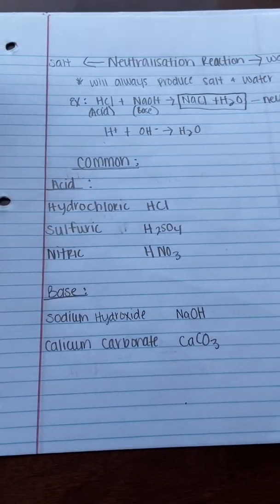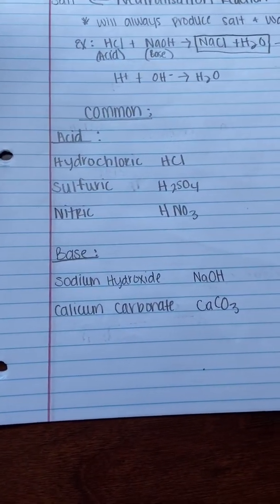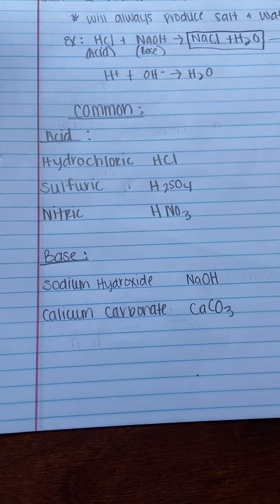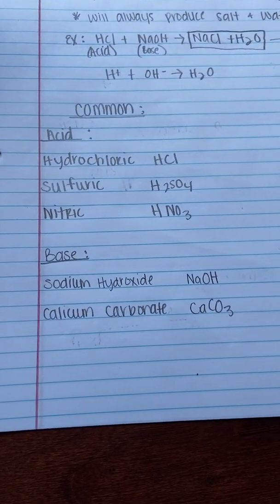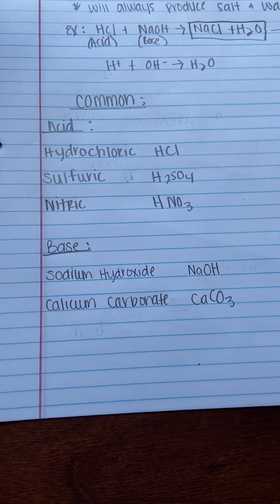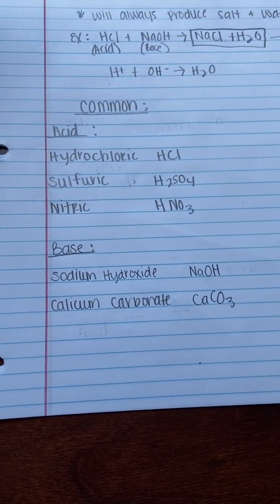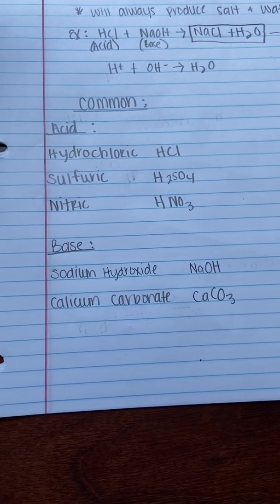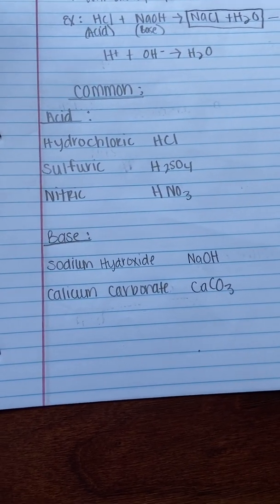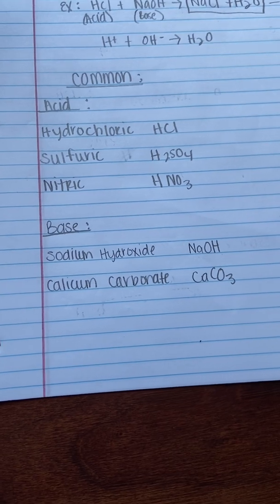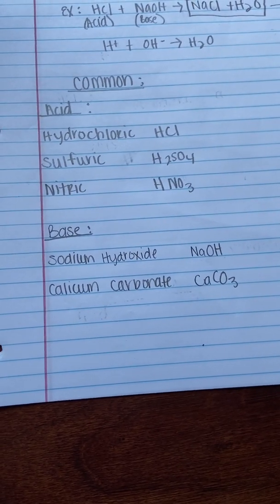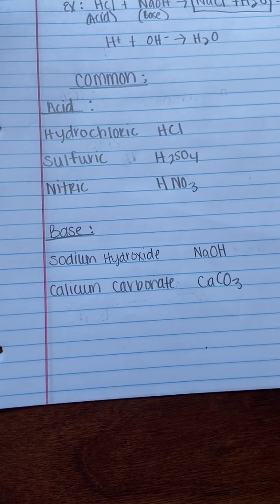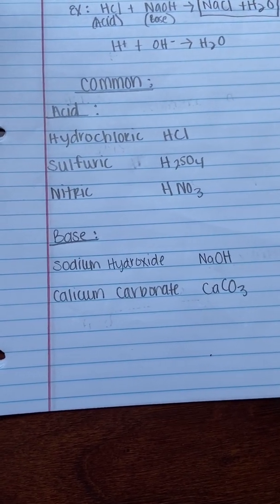Some common acids that are good to remember are hydrochloric acid, sulfuric acid, and nitric acid. Some common bases are sodium hydroxide and calcium carbonate. I'm not saying this is all of them, this is just some common ones that are used. There's a bunch of them out there. So this is my presentation on acids and bases.